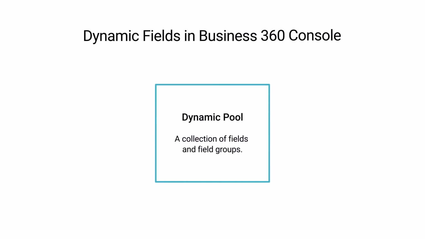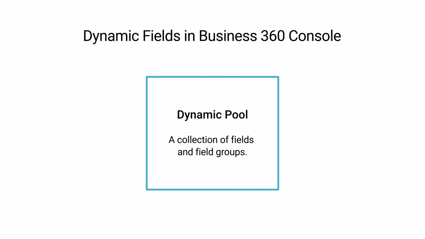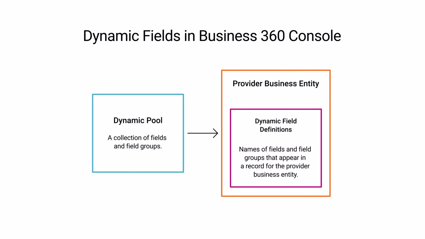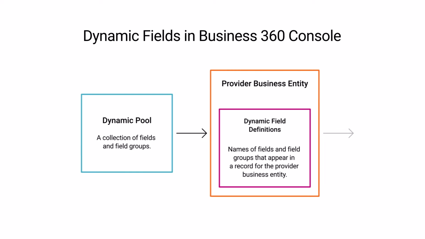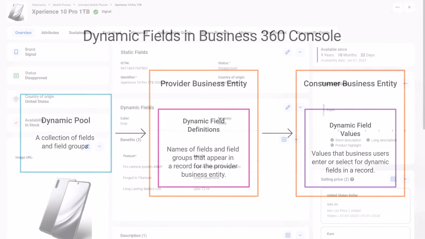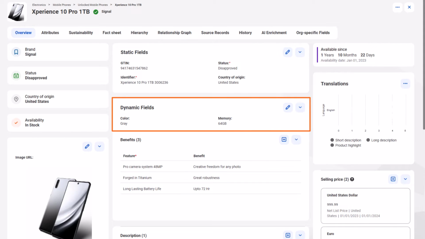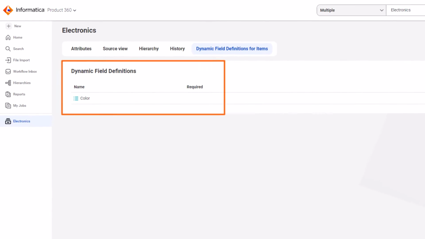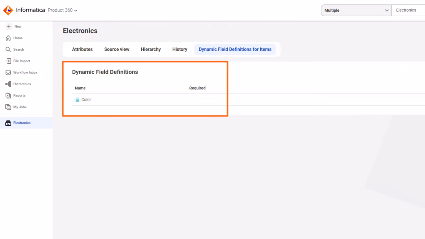To configure dynamic fields, you create a dynamic pool in Business 360 Console. Add the dynamic field definitions attribute to a provider business entity, and then add the dynamic field values attribute to a consumer business entity. Records that belong to the consumer business entity contain dynamic fields based on the dynamic field definitions of their related records in a hierarchy. A record gets dynamic field definitions from its parent records when the business entities that the records belong to use the same dynamic pool. Let's jump into the demo.